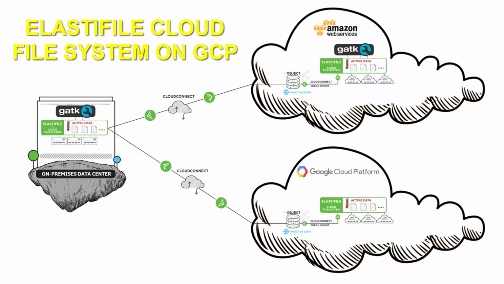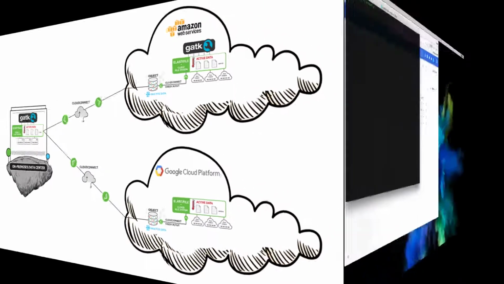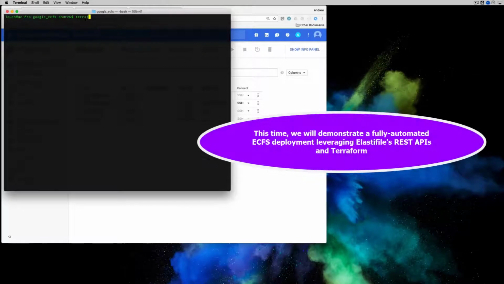In many cases, however, multi-cloud architectures can be beneficial, whether to dynamically leverage cost differences between cloud vendors, or to take advantage of features that may be specific to a given cloud vendor. To demonstrate this flexibility, we'll now run our workload on a different cloud, this time the Google Cloud Platform. And to switch things up a bit, this time we're going to execute a fully automated deployment using Terraform and Elastifile's REST APIs.